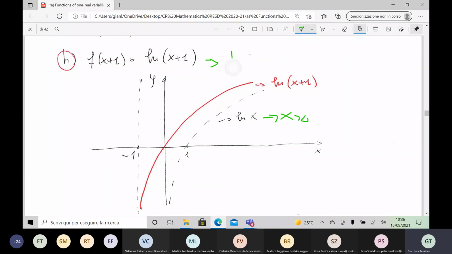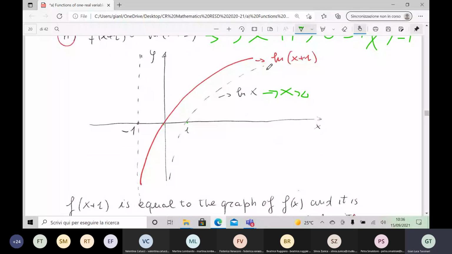X plus 1 greater than 0, which implies x greater than minus 1. In fact, you see this graph. This is the graph of ln of x, which is defined for x greater than 0. As you see, as we get closer and closer to 0 from the right, our function tends to get closer and closer without reaching the vertical axis.